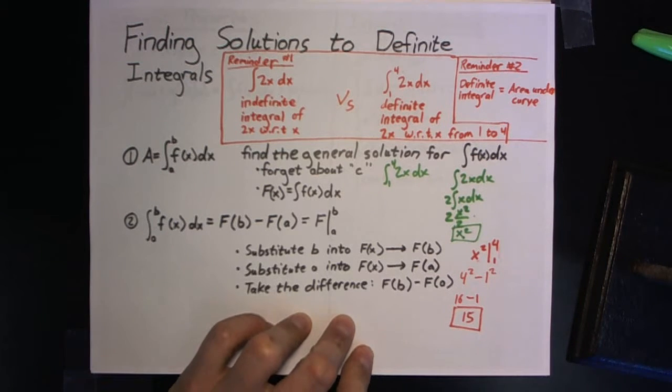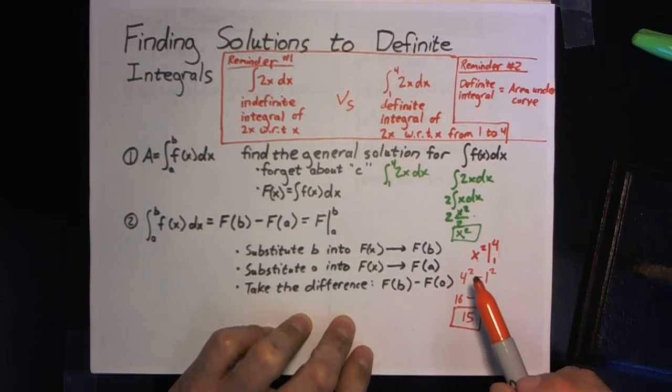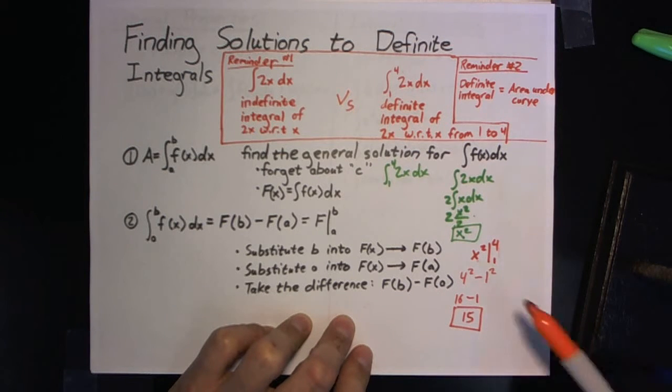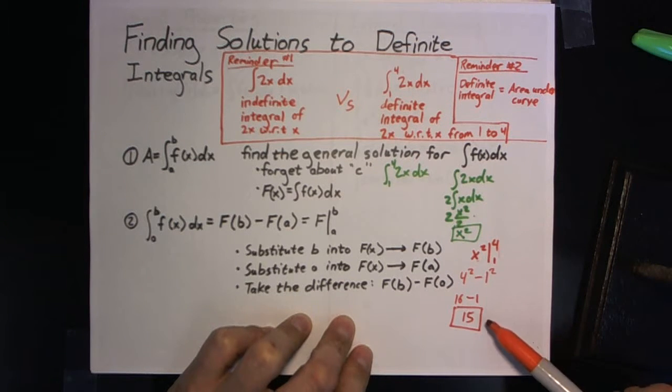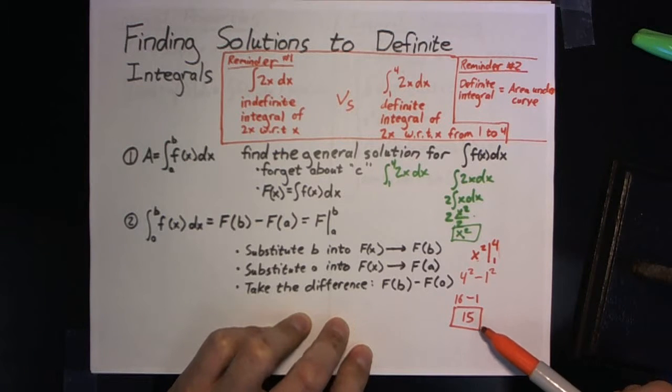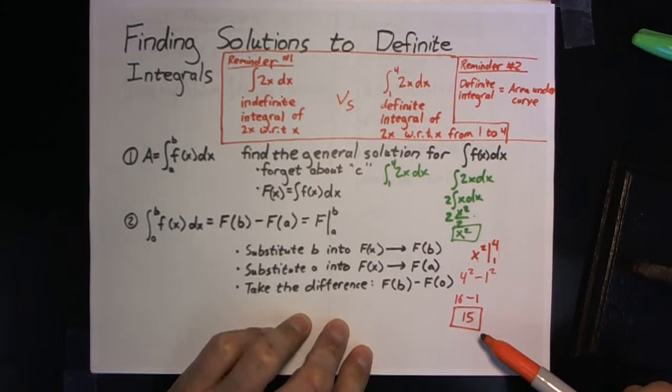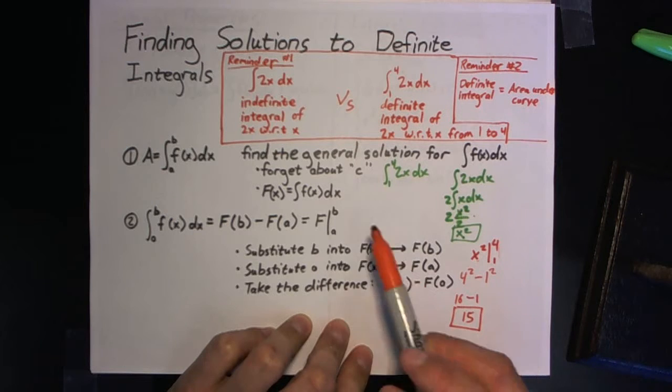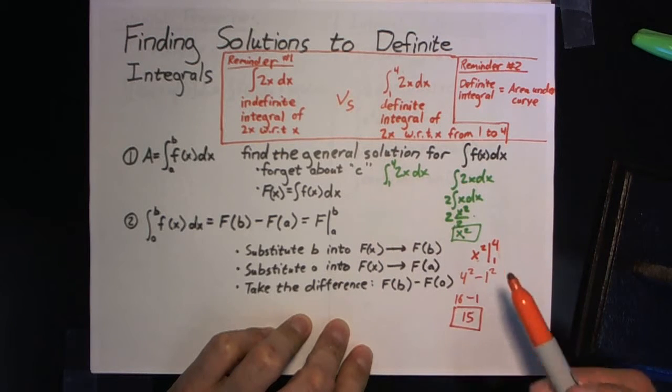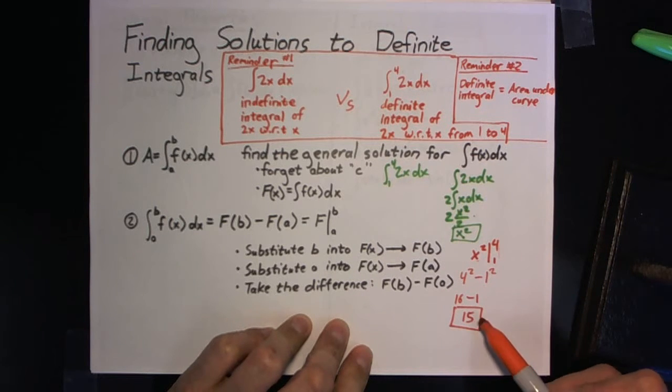Now remember, back in the very first set of videos, I told you that indefinite integrals give you functions, whereas definite integrals give you numbers. And so at the end of every definite integral, as long as you have real boundaries rather than variable boundaries, you should get an actual number.